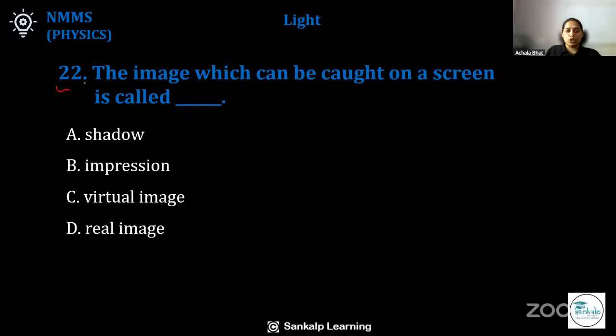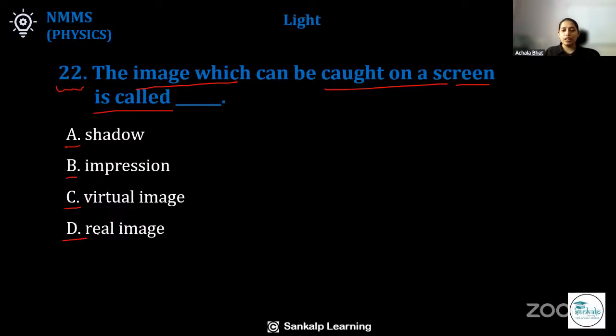Let us see question number 22 of NMMS Physics chapter Light. The image which can be caught on a screen is called dash. A. Shadow. B. Impression. C. Virtual image. D. Real image. The image which can be caught on a screen.